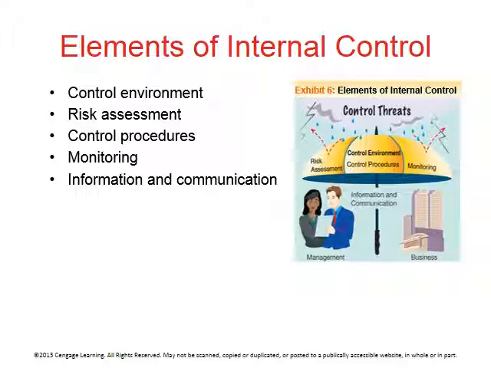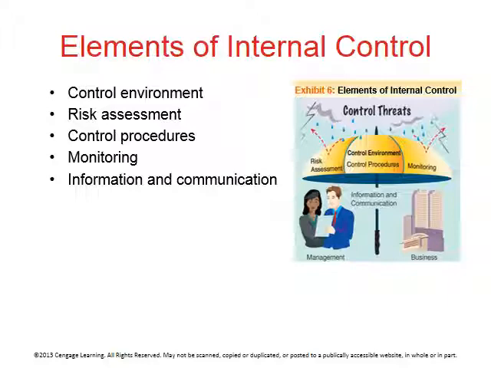Control procedures is one of the more important elements. So that would be having rotating duties, competent personnel, separating responsibilities. That would be like separation of duties. So the guy who receives the inventory in the warehouse shouldn't be the one ordering it and writing the check to pay for it. So it would be things like that.